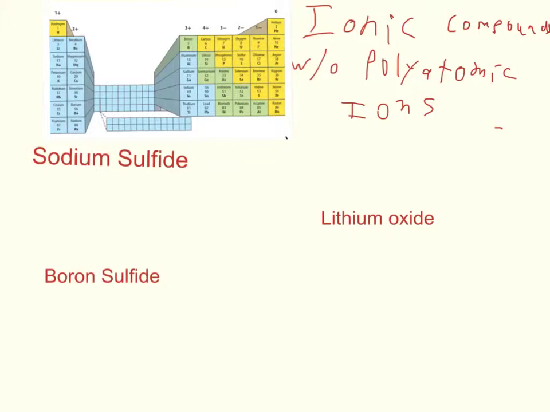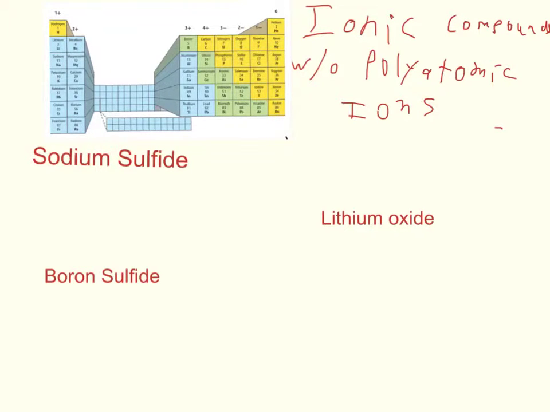Hello, welcome to my tutorial on how to do ionic compounds without polyatomic ions, how to do ionic compounds with polyatomic ions, and how to name molecules. So, to start us off, we're going to do sodium sulfide. This is my first example here. But first we're going to look at our periodic table.